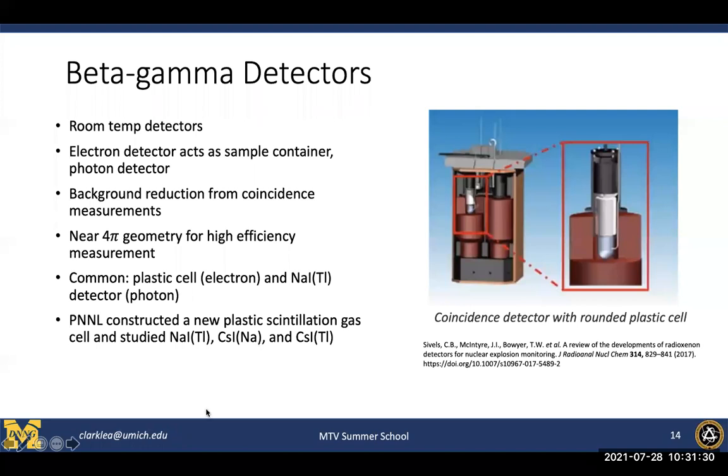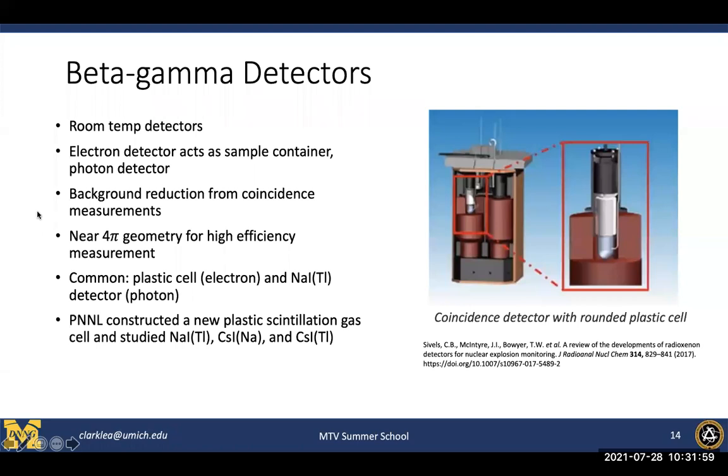Next, we have beta gamma detectors. So these detectors work at room temperature, so you don't have to use the cooling like you do for the HPGes. And what happens is you have an electron detector, like a beta detector, that acts as the sample container. And then you also have a photon detector, the gamma detector. So these were the types of detectors I was talking about previously with the beta gamma coincidence measurements.